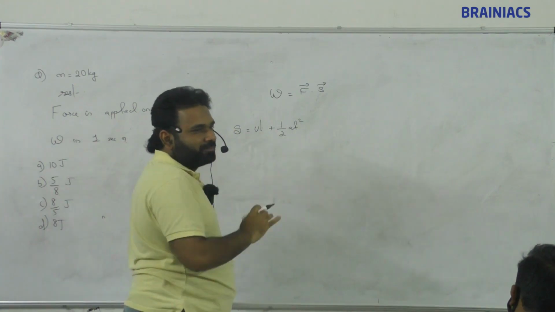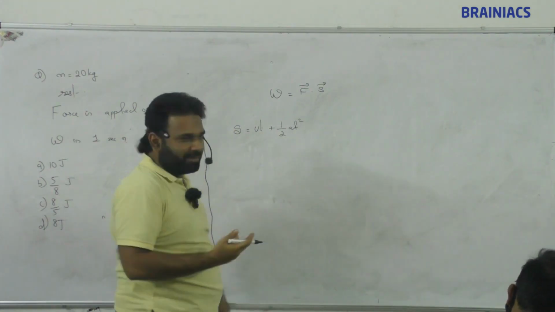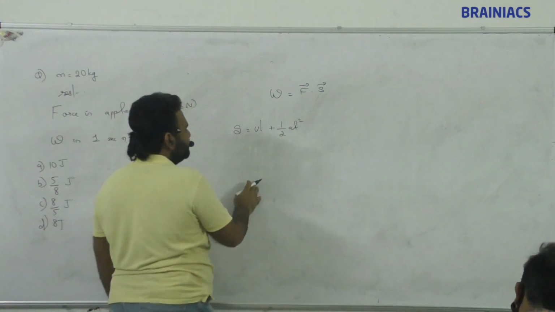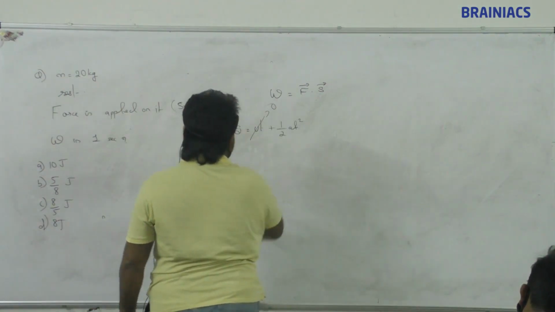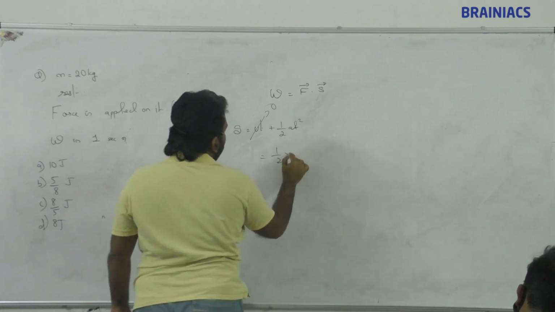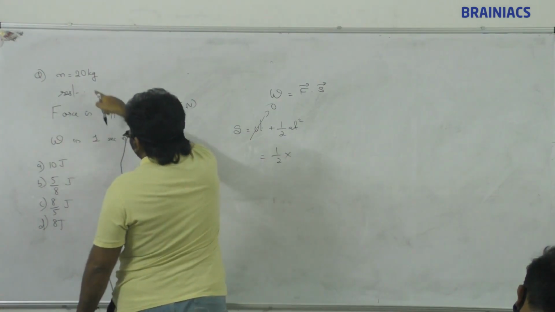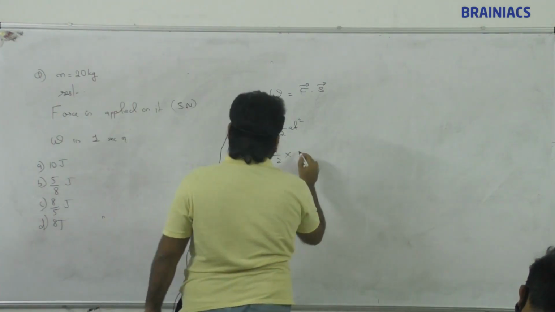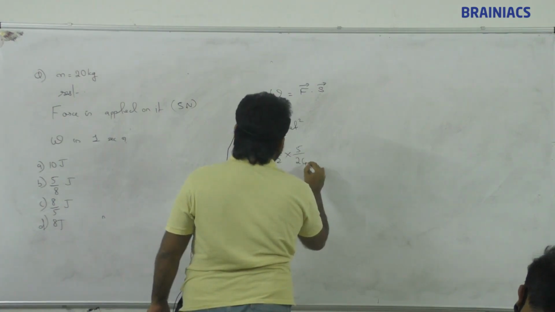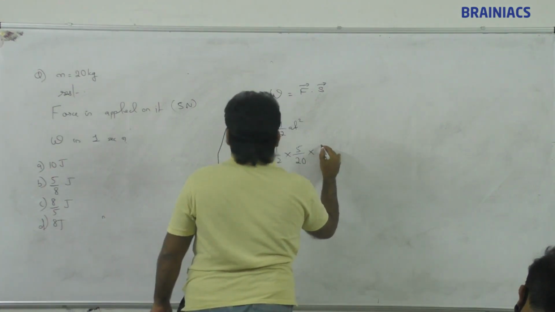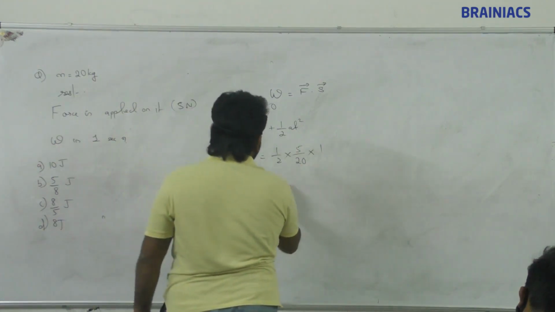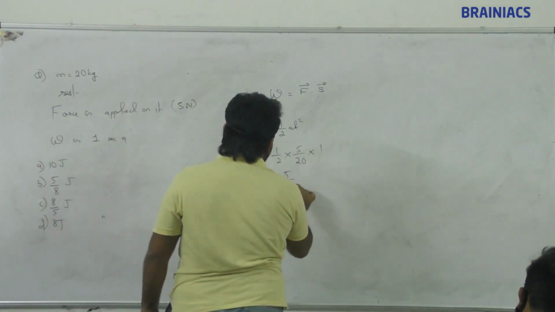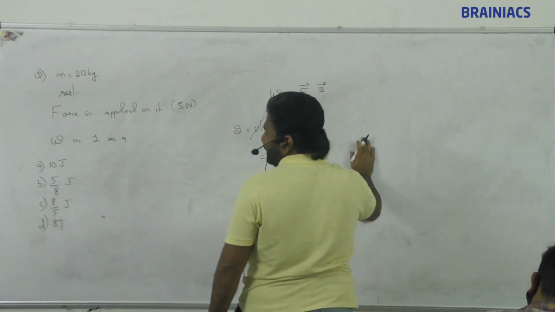Let's just put it and try. So this is at rest, right, before? So initial velocity is 0. So this is going to be half a t squared. Force is given, mass is given. So this is 5 divided by 20 into what? For 1 second. So when you will be getting what? 5 by 40 displacement we will be getting.